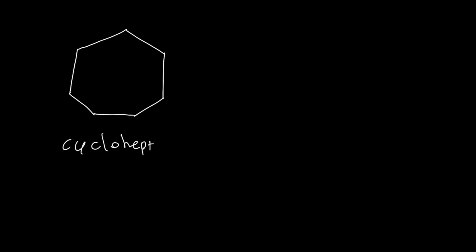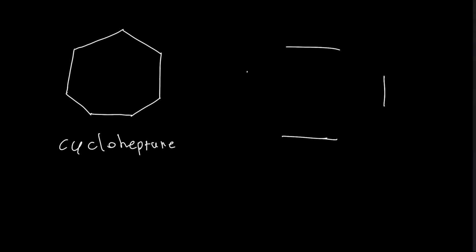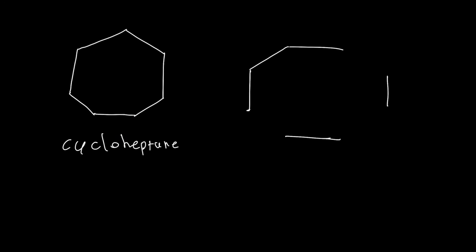Now let's talk about some more structures. This right here, it looks a little weird the way I drew it, but this would be cycloheptane. And then if you want to draw a cyclooctane, what you could do is draw these parallel lines and then connect them. So that'd be cyclooctane.